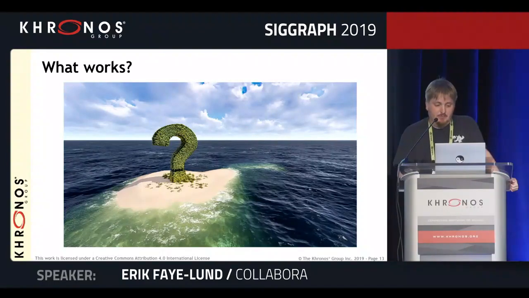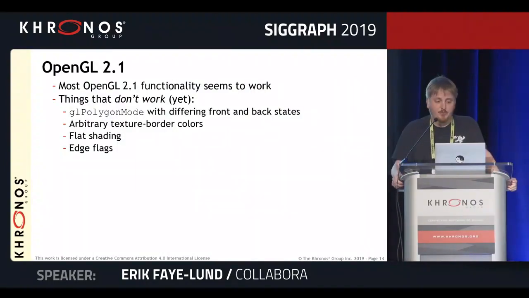The current state is that with OpenGL 2.1, most functionality works. There are a few little features that haven't been dealt with correctly yet. For instance, the GL polygon mode can't do separate front and back states. Arbitrary texture border colors are unsupported. Flat shading uses the wrong provoking vertex, so it misrenders flat shading. And edge flags, for instance, are completely missing.